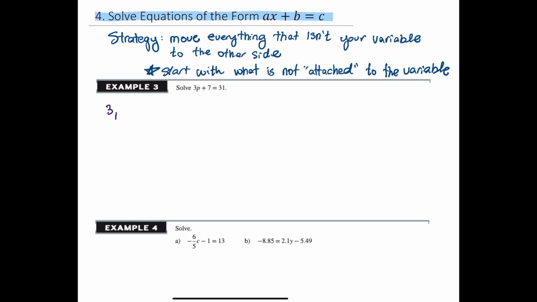We have 3p plus 7 equals 31. And I want to solve, which means eventually I want to get to a point where I have the p on its own on one side of the equation equal to some number. p equals something. Some value of p that when I plug it in, multiply it by 3, and then add 7, I'm going to get 31.